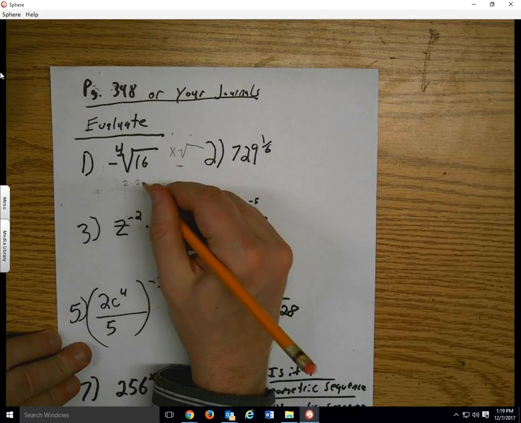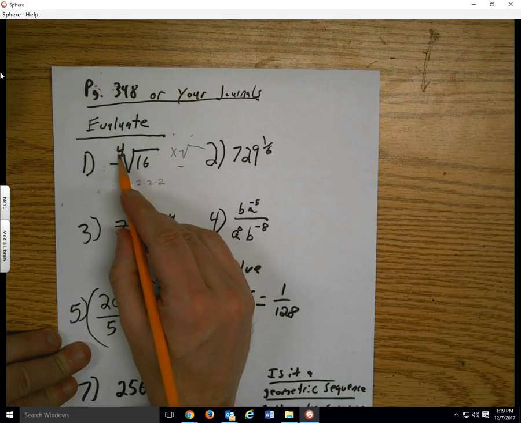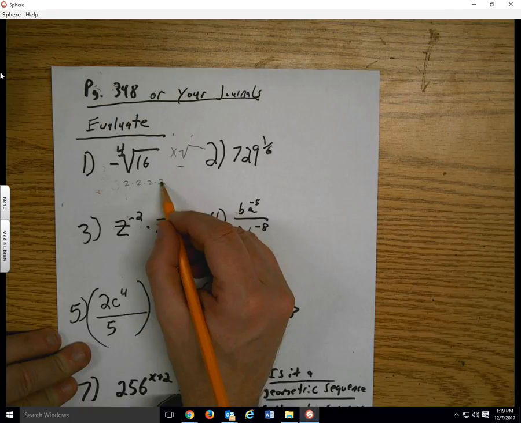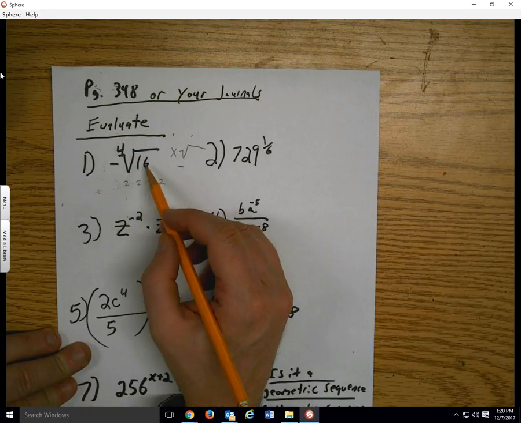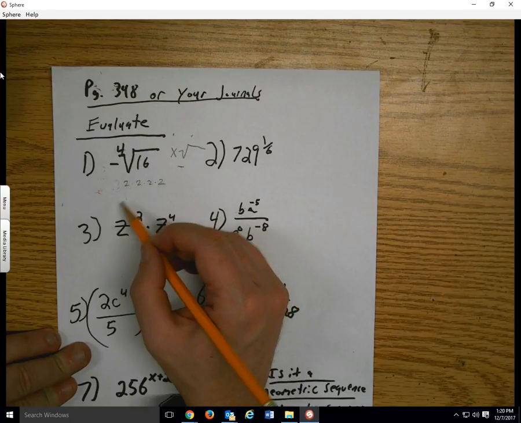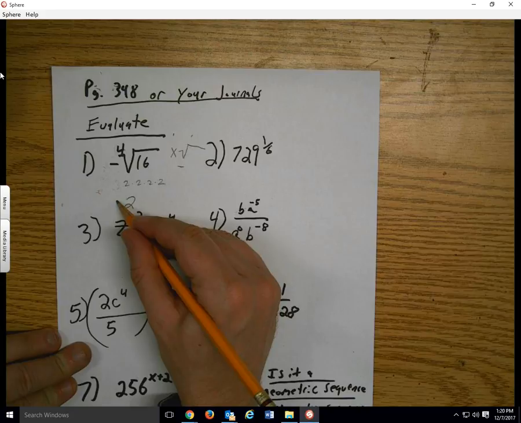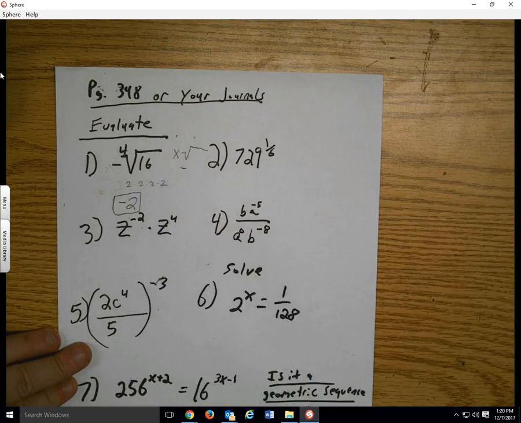2 times 2 times 2 times 2. Again, I'm doing it 4 times because it's the 4th root. 2 times 2 is 4. 4 times 2 is 8. 8 times 2 is 16. Oh, it matches. So the 4th root of 16 would equal 2. So the answer is 2, but there's a negative outside looming there. So the answer is actually negative 2 to that first question.